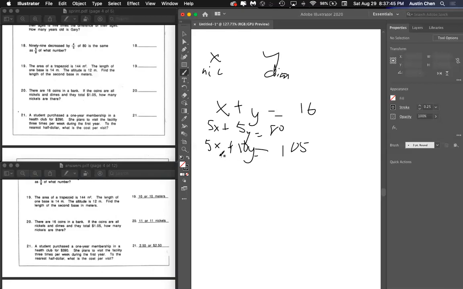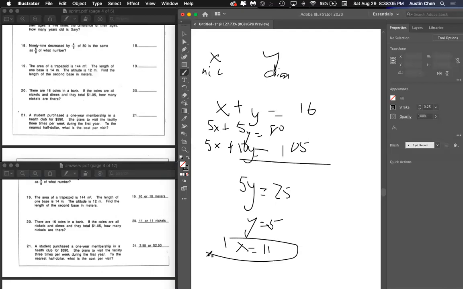And we can subtract this equation from that equation. So then we'll have 5y equals 25. And so y will equal 5. Because x plus y equals 16, x equals 11. And what does this ask? How many nickels are there? 11.